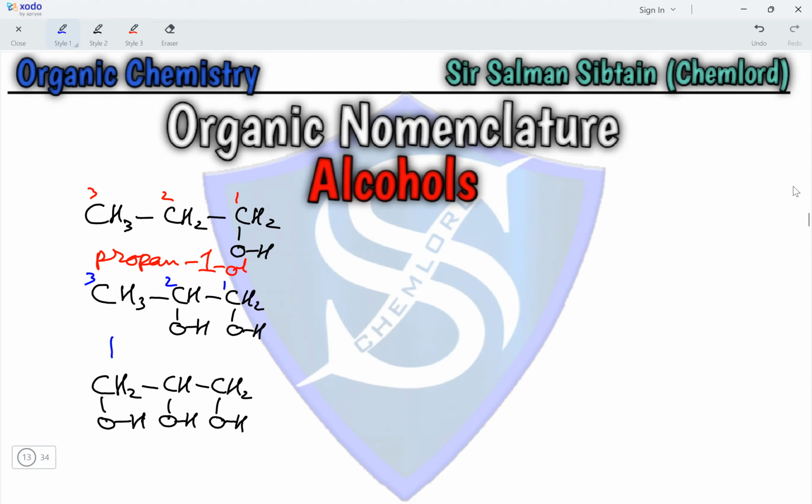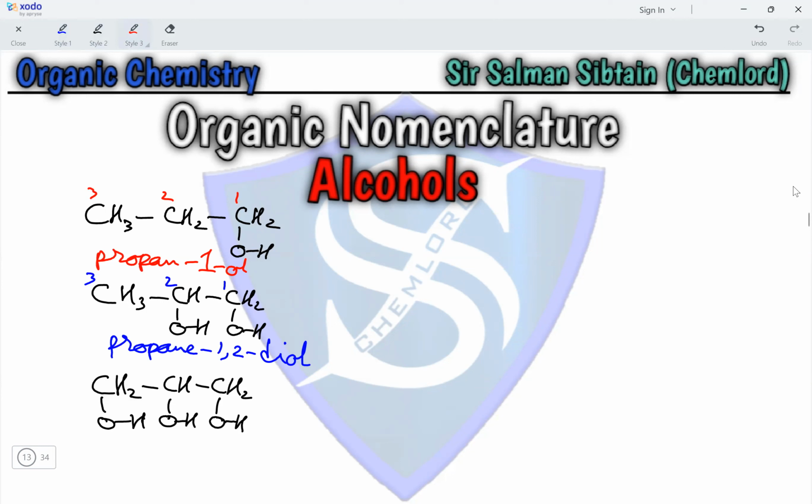The name would be propane. Now we will not omit the letter E. We would write the complete name propane. Then we would place a hyphen. We would put in the position of both the OH groups. So it would be 1, comma 2. And then since there are two OH groups, one OH group is referred to as ol, two OH groups would be referred to as diol. And in the case of the third one, the numbering doesn't matter.